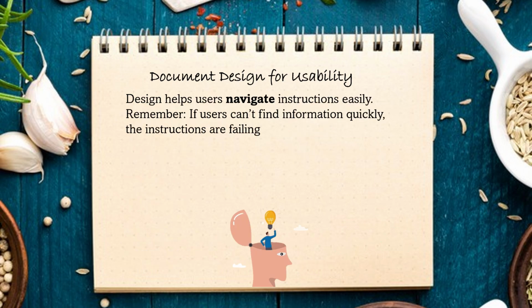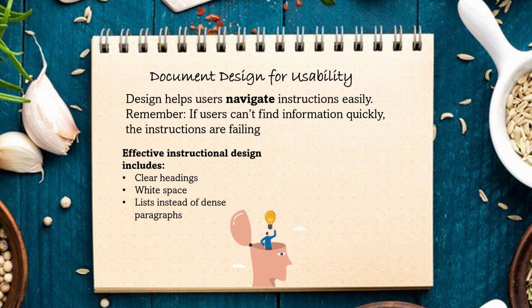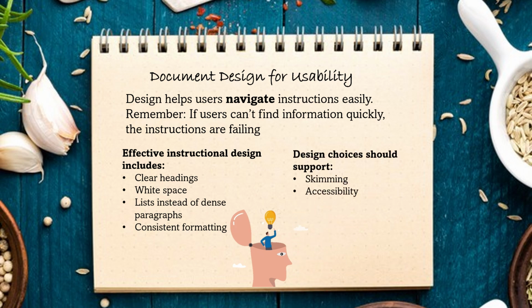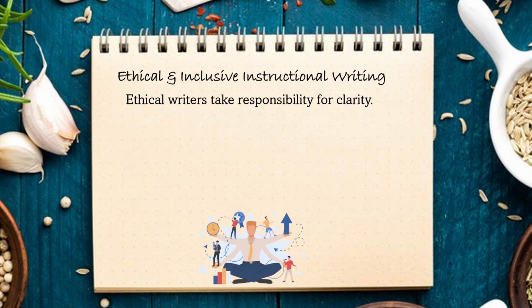Design plays a huge role in whether instructions work. If users can't find information quickly, the instructions are failing, even if the content itself is accurate. Effective instructional design uses clear headings, white space, lists instead of dense paragraphs, and consistent formatting. Design should support skimming, accessibility, and real-world use.